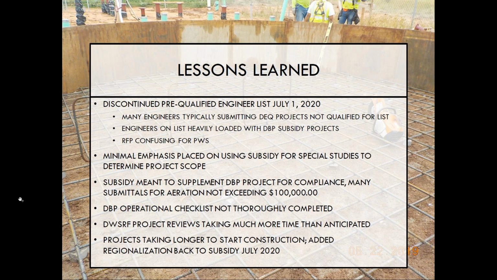We're not seeing as much movement as we hoped, but we need to get that subsidy money out. So we have added regionalization back to the subsidy in July of 2020. We just need to be careful that by promoting regionalization, we're not creating new DBP problems in the state. So we have to look at that closely when we're reviewing these projects. Next slide, please.